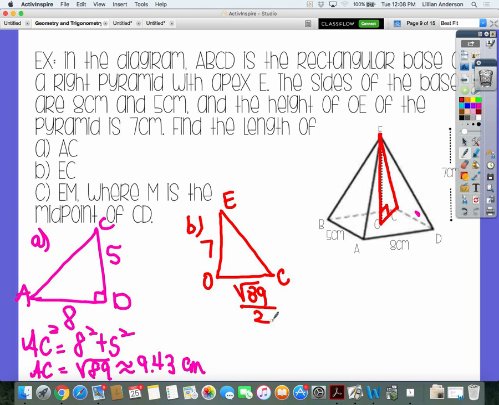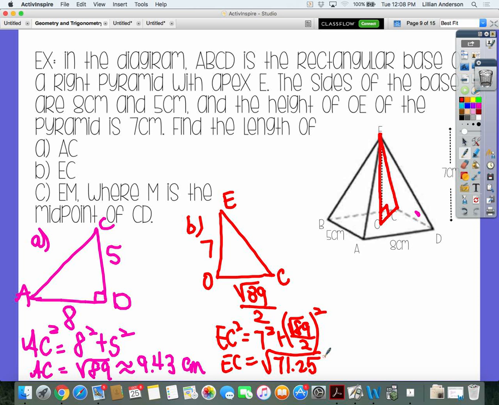So when you do your Pythagorean theorem, EC would have equaled 7 squared plus the square root of 89 over 2, squared. And what's that answer before you type it into your calculator and round to three significant figures? Just keep it as the exact answer. You can keep it as the exact answer as long as you put your units on it. Questions on that?